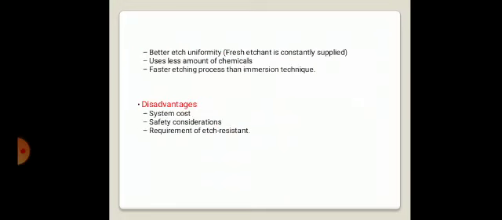Additional advantages of this technique are: better etching uniformity, it uses less chemical, and it is a faster etching process than the immersion technique. Now the disadvantages of this technique: system cost is very high, safety considerations are also significant in this process, and it requires etch-resistant material for the system to prevent deterioration of the machine.